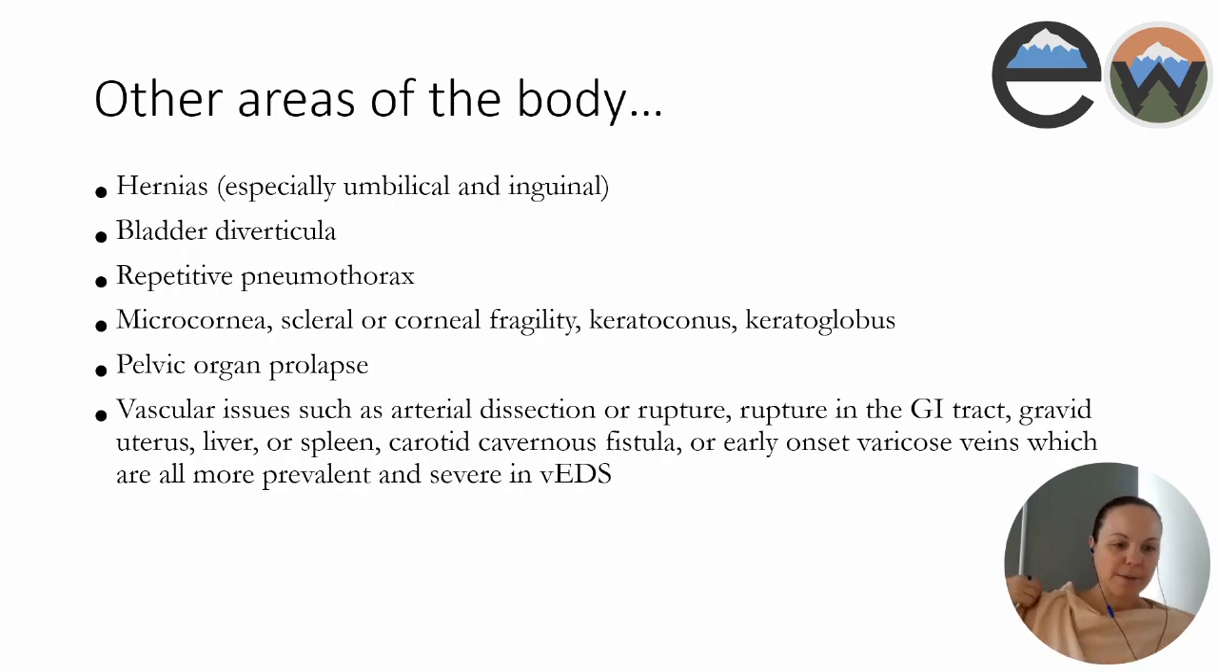Okay, so other areas of the body. Well, so many things can happen, right? Some of the things that we see are hernias. We talked about the connective tissue, the fascial component might be different. We can see umbilical, inguinal, we can see post-surgical hernias as well in the abdomen. Bladder diverticula can happen as a diagnosis, repetitive pneumothorax, which is typically with the more rare types of EDS. But again, we can see things overlapping too. Microcornea, scleral or corneal fragility, keratoconus, keratoglobus.